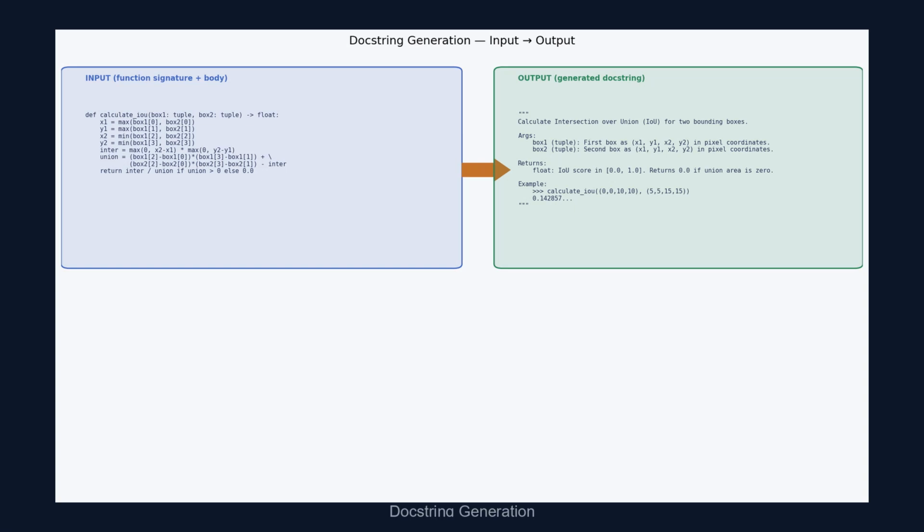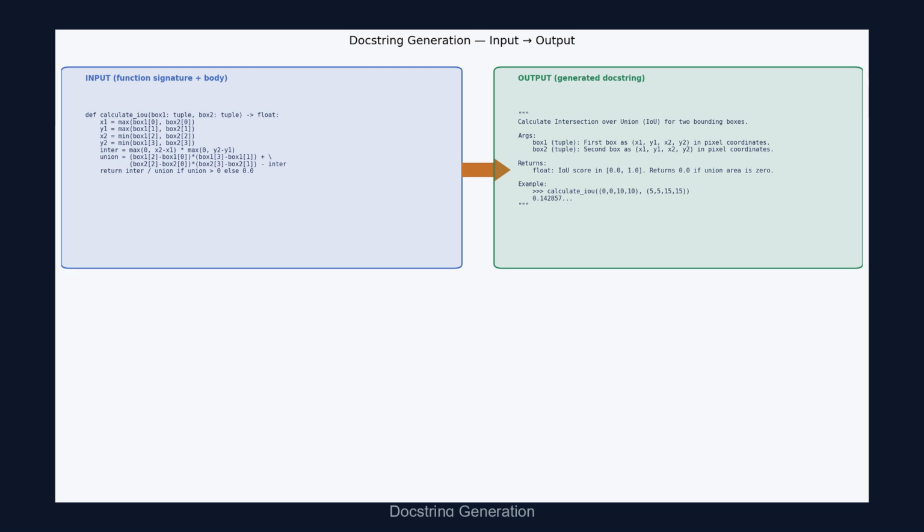Here's a concrete before and after. The input is a function that calculates intersection over union between two bounding boxes, a common metric in computer vision. The function body is pure math, coordinate arithmetic, area calculations, intersection logic, no documentation. The output is a complete docstring.